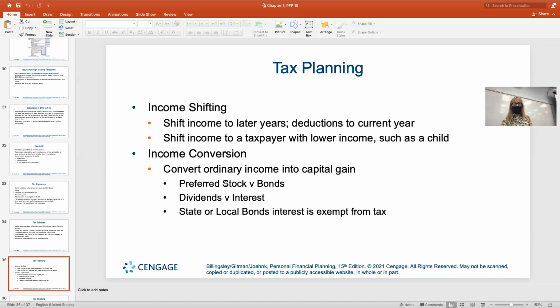Converting income to capital gains. Now this isn't as important now because the taxes are so low. Dividends used to be taxed the same as interest, but now dividends are taxed at the same rate as capital gains. So it's better for you to invest your money in stocks and make your money through dividends and capital gains versus interest. Well, you can't make any interest anywhere anyway.